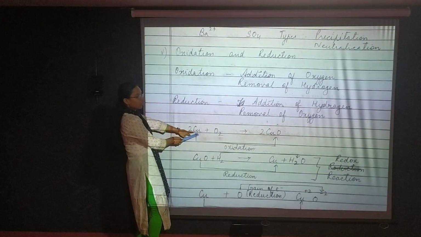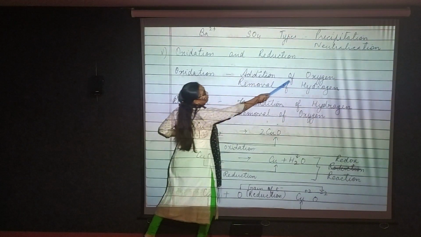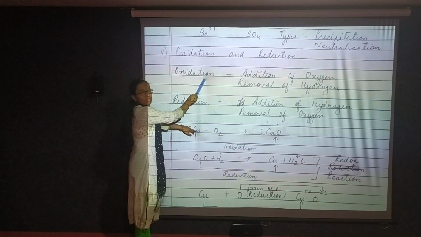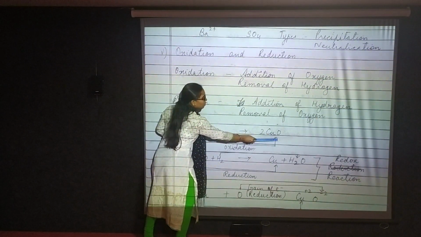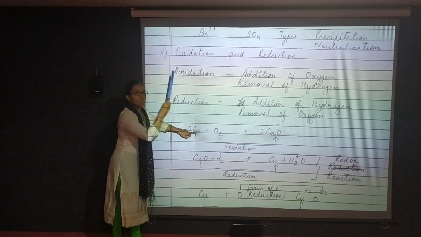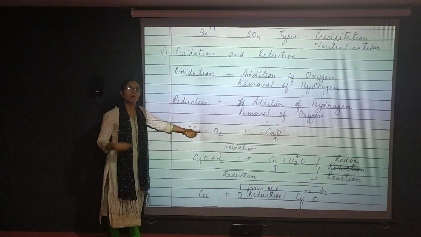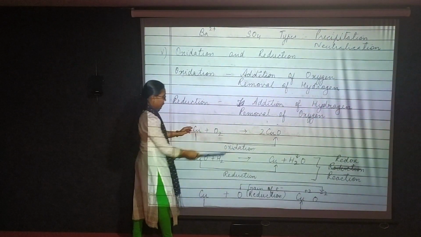So here it was Cu, oxygen is added to Cu, addition of oxygen, that means it is oxidation. So Cu plus O2 gives CuO, this is an oxidation reaction. Now in Cu oxygen has been added, that means Cu is oxidized. It has undergone the process of oxidation.